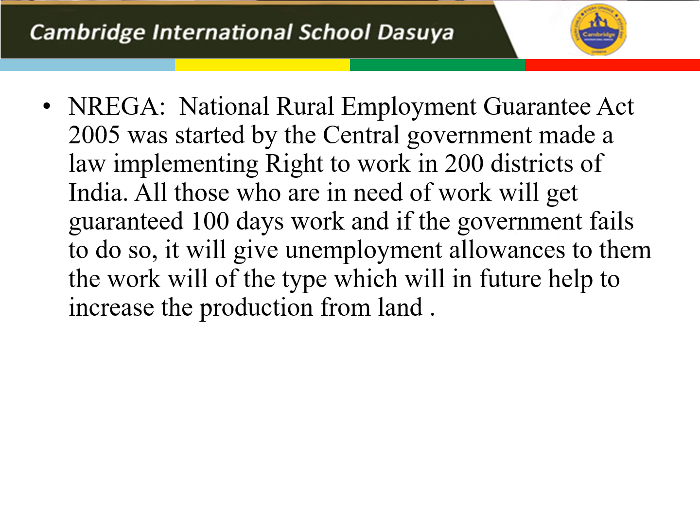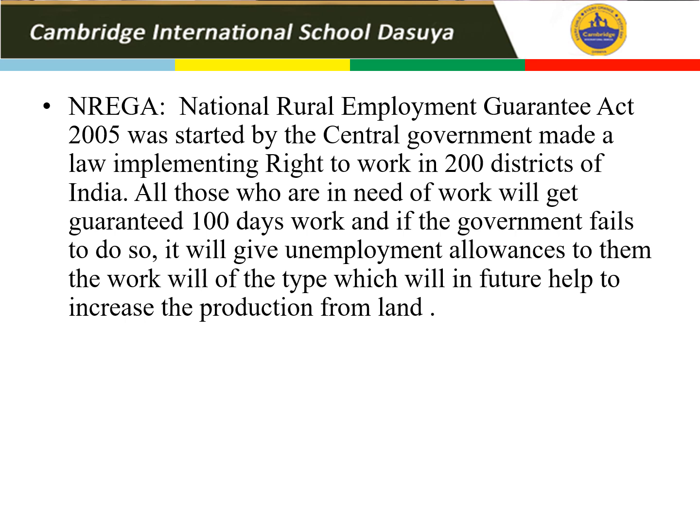This was launched under the law made for the Right to Work, and that was implemented in 200 districts of India in the beginning. Under this NREGA, people were provided 100 days of work, guaranteed by the government. If the government fails to provide these 100 days of work to any person, then the government is liable to pay unemployment allowance to those people.